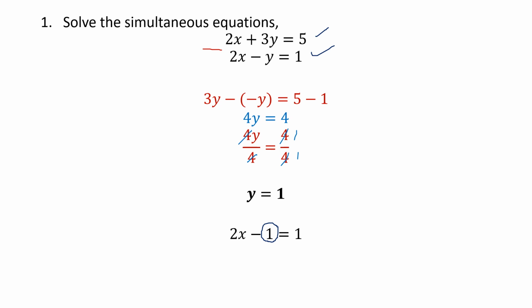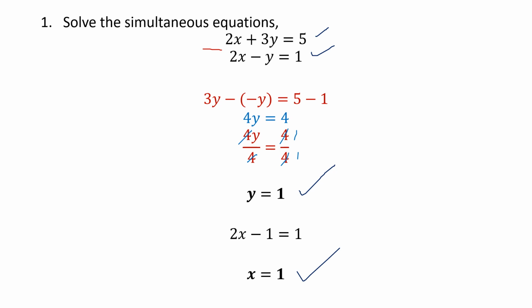Now solving this equation, we are taking minus 1 to the other side, and it will be plus 1. So it will be 1 plus 1. So 2x is equal to 2. Dividing both sides by 2, we find out that x is equal to 1 as well. Right, since we have solved for both y and x, we have solved the simultaneous equations.